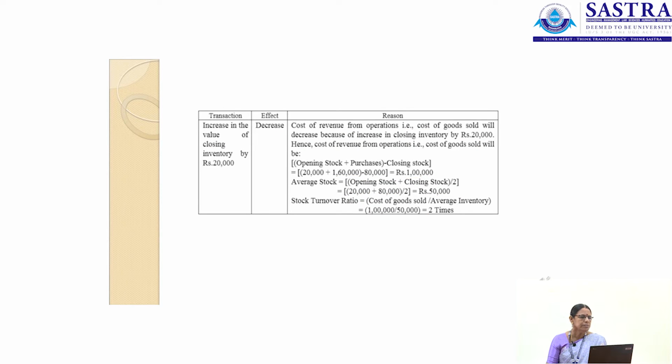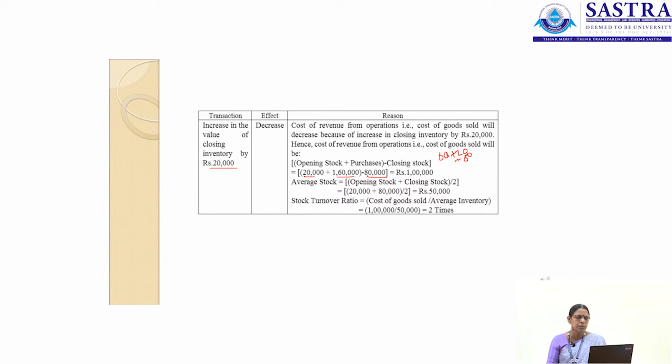Next transaction is an increase in the value of closing inventory by 20,000 rupees. So now the closing inventory increases. Already we have a closing inventory of 60,000 rupees. So 60,000 plus 20,000 will give you 80,000. This is your closing inventory. See to it, 80,000 is here. Now the opening stock is as usual, purchases is as usual. Now we have an increase in your closing stock.